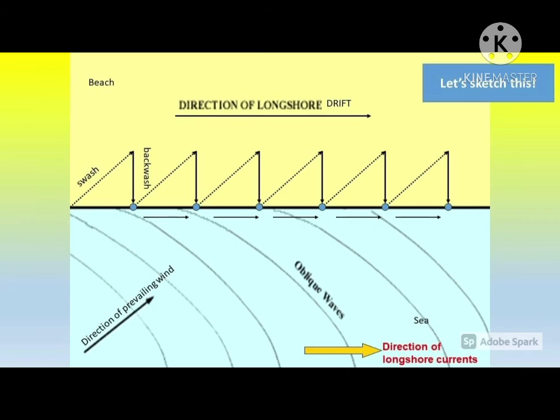So once again, let's take a look at this. Swash at that angle, backwash vertically down, pulled by gravity. Then repeat it as you move the particle, the blue particle here, along the coast. The reason for this movement is the direction of the longshore current together with your beach drift. So combined, this is your longshore drift.